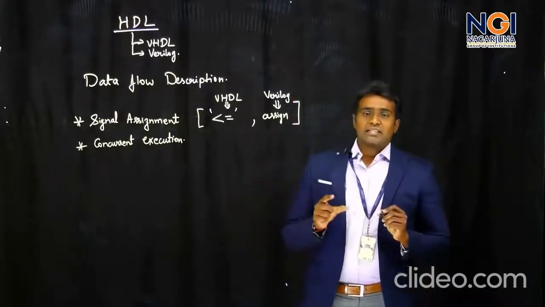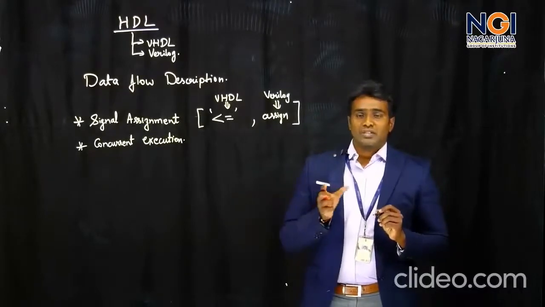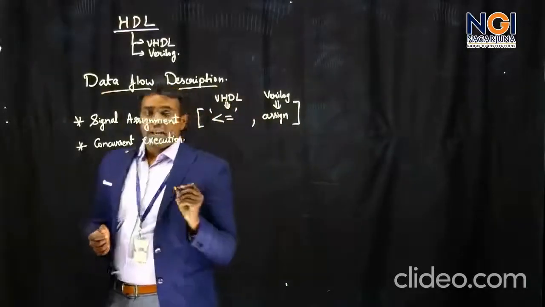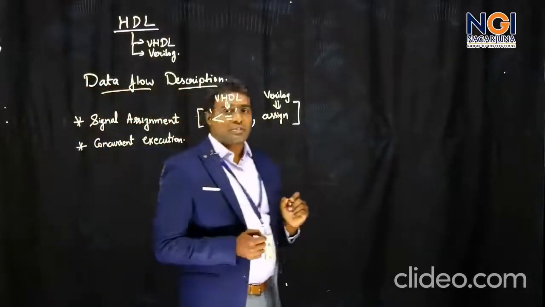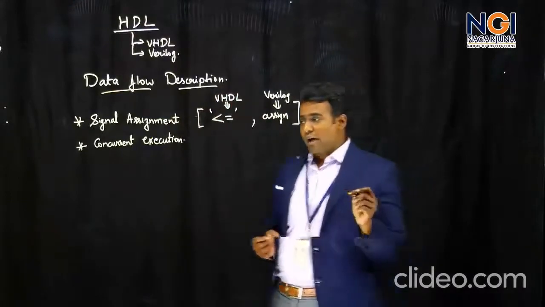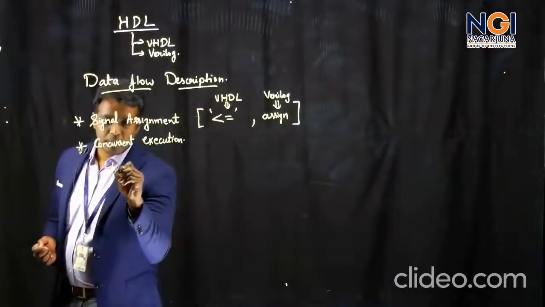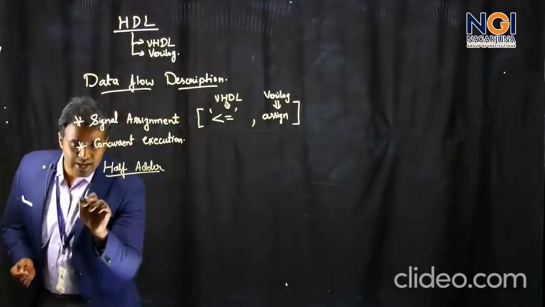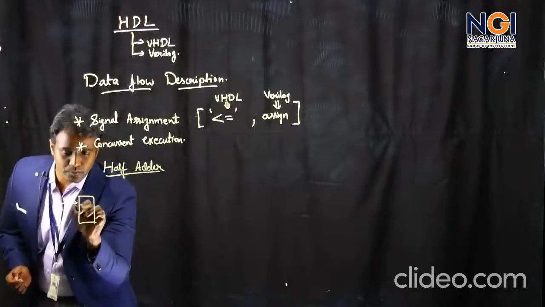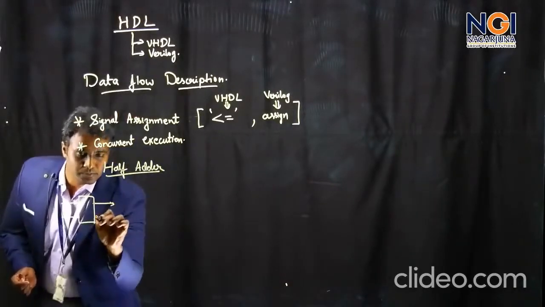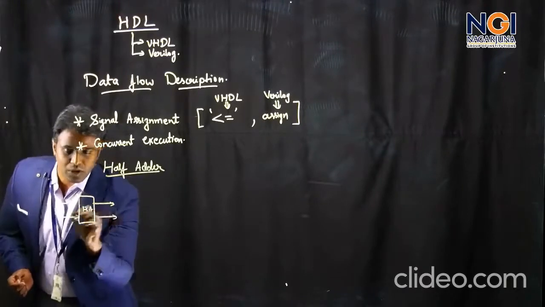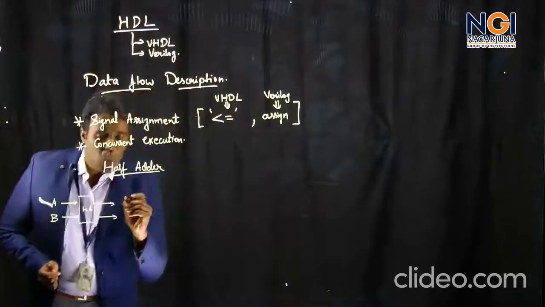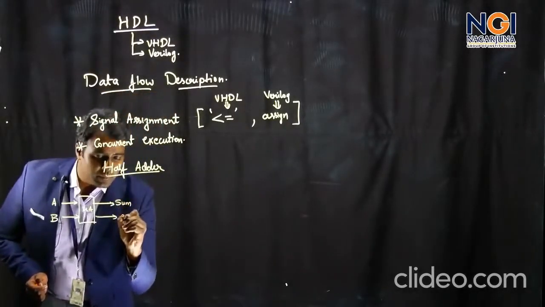So we'll see an example of writing a program in both VHDL as well as Verilog to understand more about data flow description. Let us discuss this data flow description with an example of a half adder. As we know, what is a half adder? A half adder is a combinational circuit which has two inputs and two outputs. I'll be taking A as one input, B as the second input, and two outputs, which I'll be calling sum and carry.